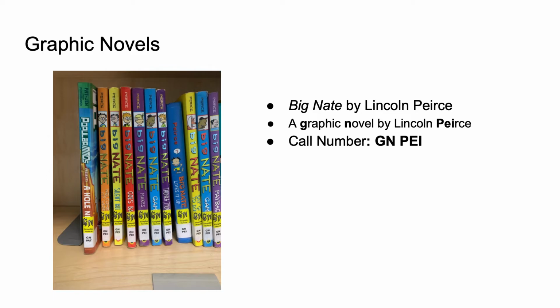So once again, that spine label with the call number, the identifiers of the graphic novels as well. This one we talk about is Big Nate, a popular graphic novel. I highlight the G and the N in graphic novel, and then the first three letters of the author's last name, and in this case it spells out PEI.